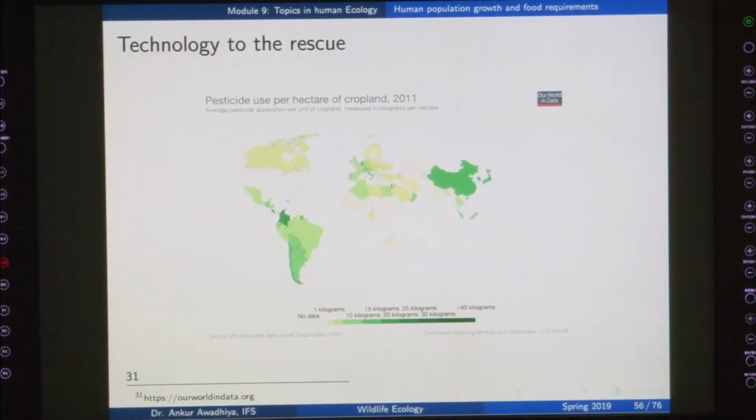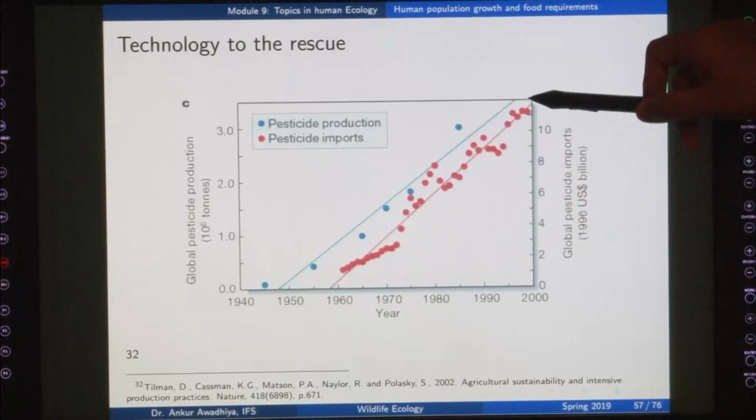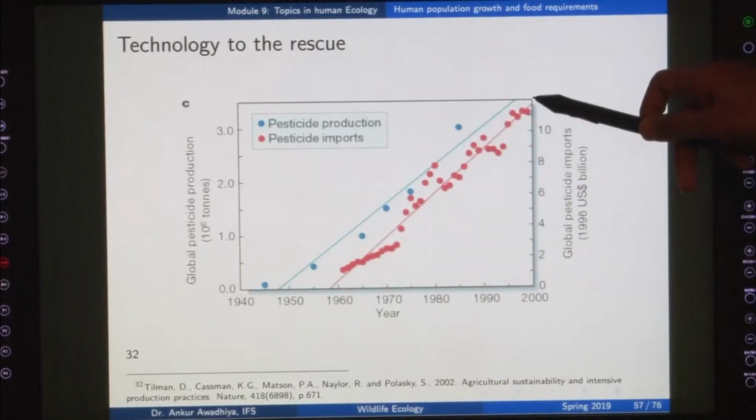So, it is a very high amount. So, these days we are using more and more amounts of pesticides. If you look at the pesticides that are being produced and are being imported in different countries, here also we can see that there has been a very drastic increase from 1960 onwards.